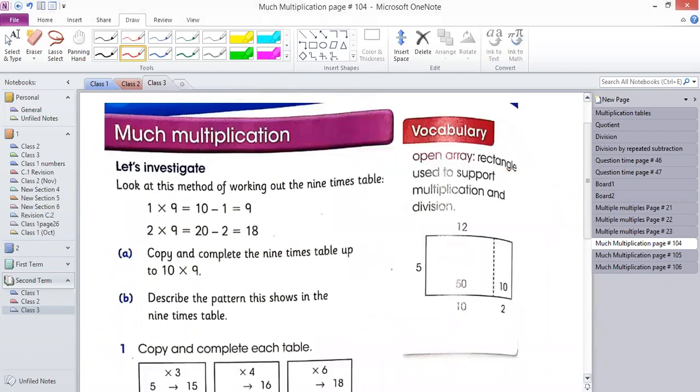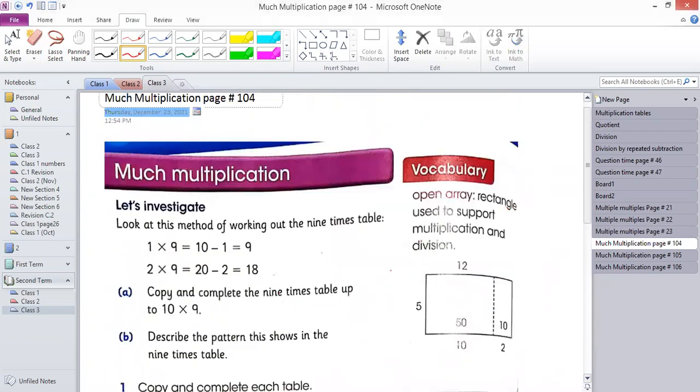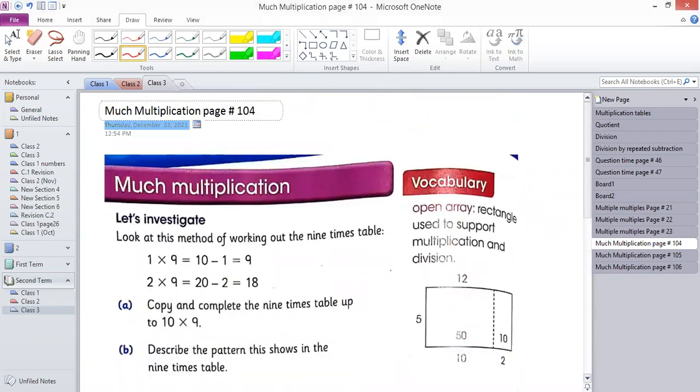Okay. Now come to page number 104. We are going to start a new topic, that is multiplication. Open your books, guys, page number 104. Open page number 104, guys. Yes, I open it. Very good. Okay, page number 104.